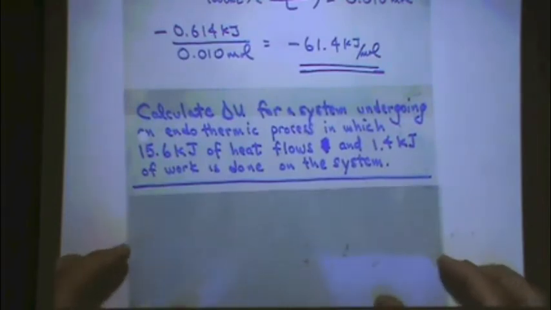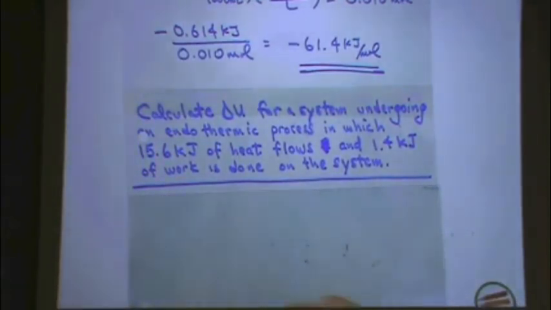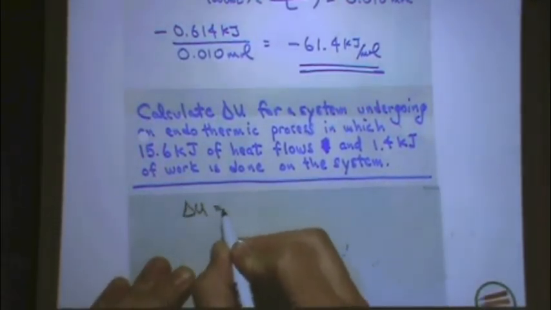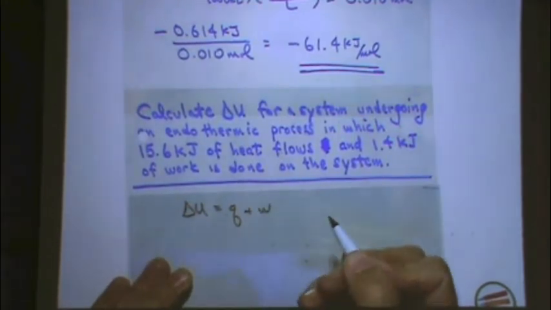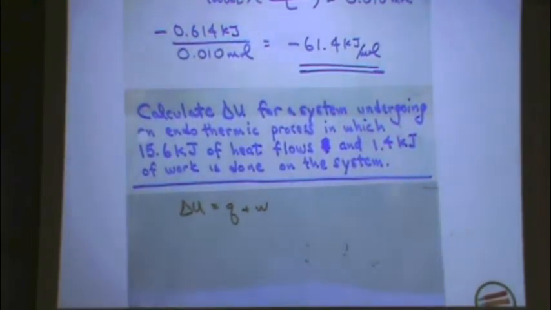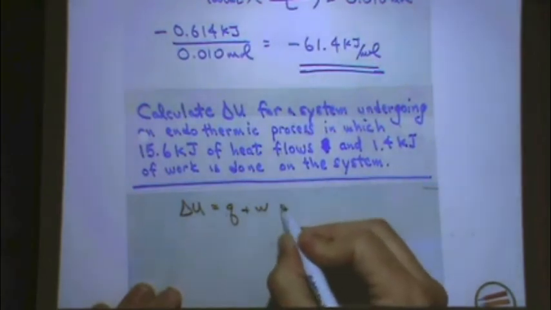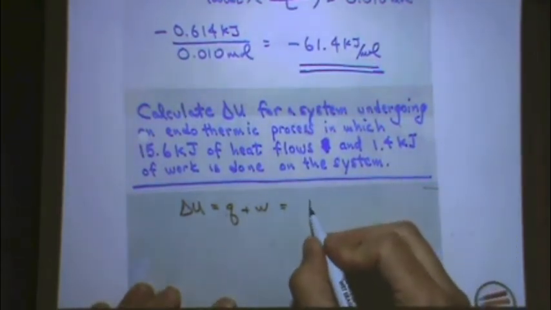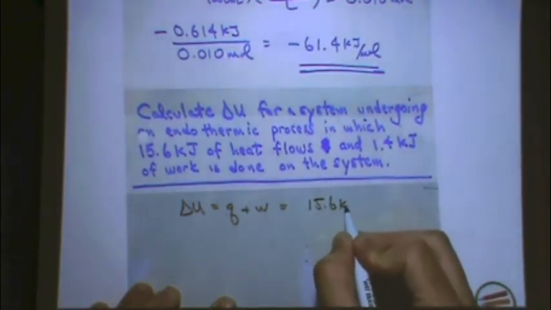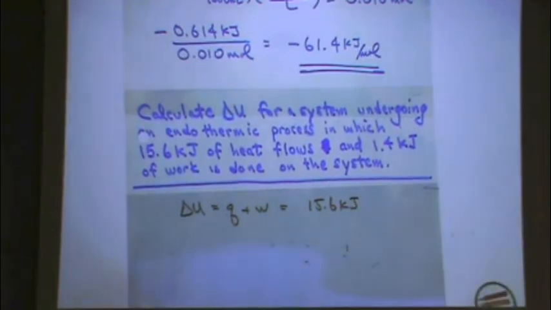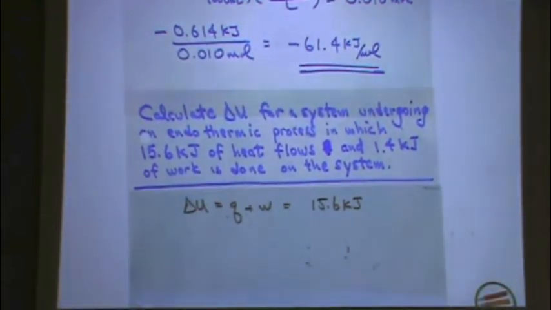Well, we're going to say the first law is delta U equals Q plus W. They want to know delta U, which is the internal energy. Q is 15.6 kilojoules, positive or negative? It's going to be positive. How did you know that?